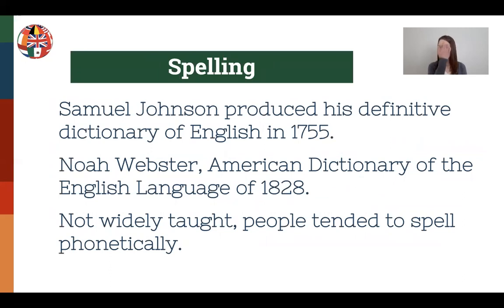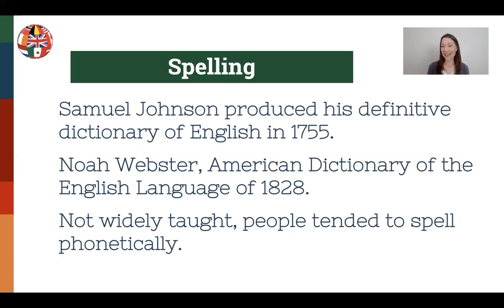Spelling is also a really recent invention. Samuel Johnson produced a dictionary in England in 1755, and in the US, Noah Webster put together the American Dictionary of the English Language in 1828. But as with anything else, just because people had a dictionary doesn't mean that they understood how to spell, or that it was widely taught. Not until children were required to go to school were spelling and punctuation widely enough taught that people learned how to spell things.